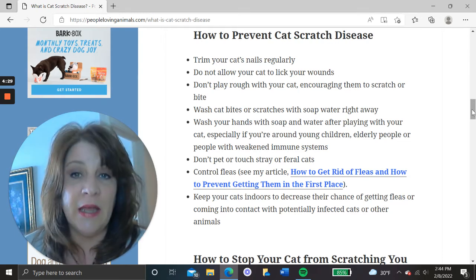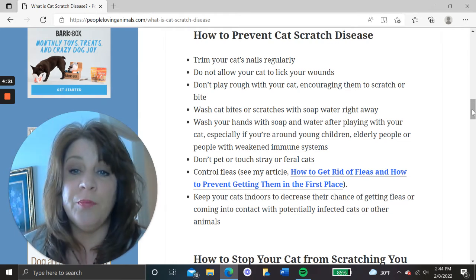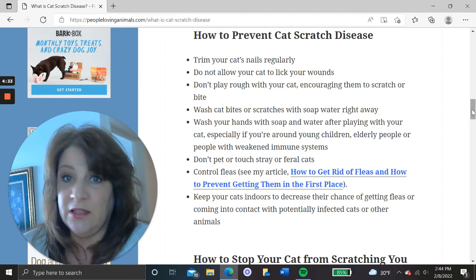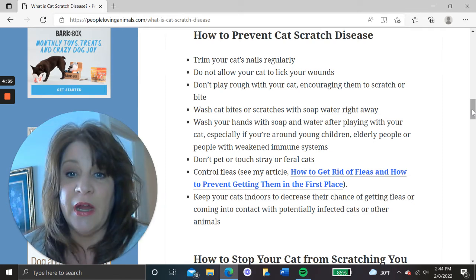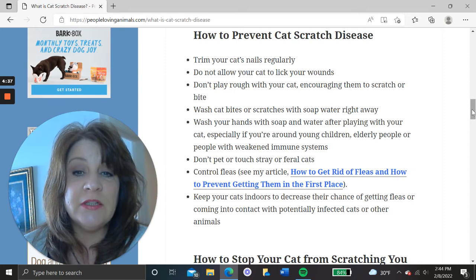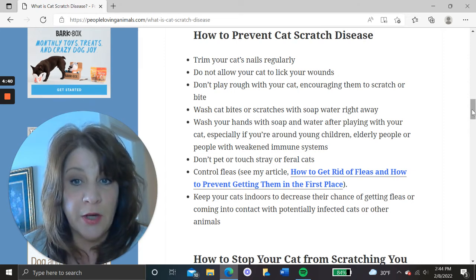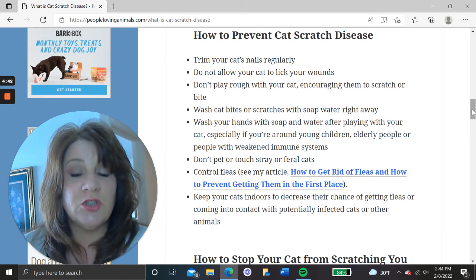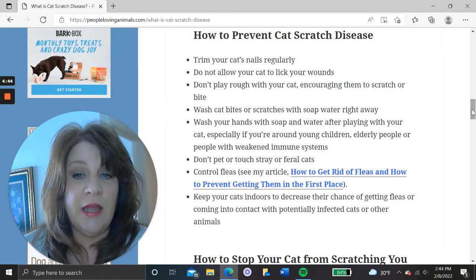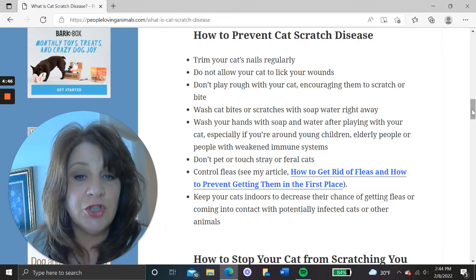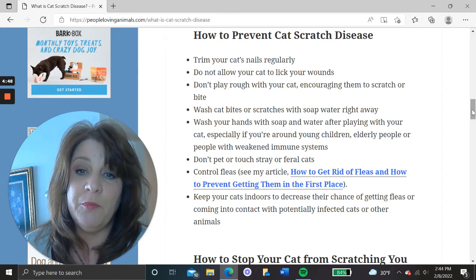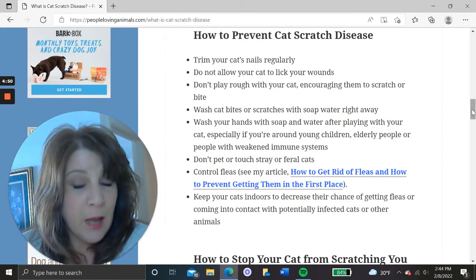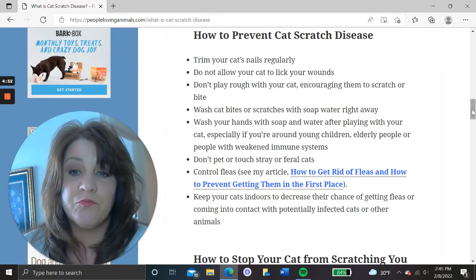Don't allow your cat to lick your wounds. Don't play rough with your cat because it's going to encourage him to bite and scratch. Again, wash cat bites or scratches with soap and water right away. Wash your hands with soap and water after playing with your cat, especially if you're around young children, elderly people, or people who would have a weakened or compromised immune system.